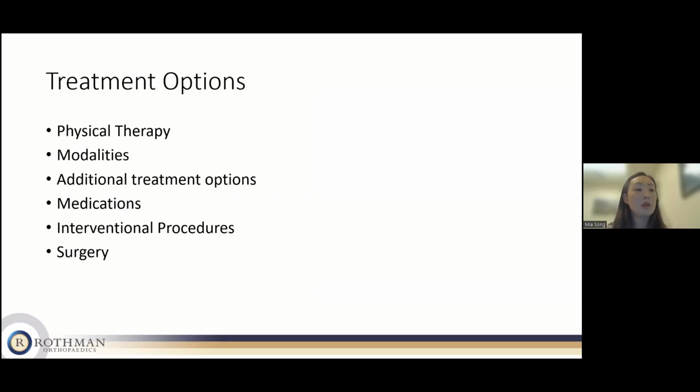And lastly, now I'm going into treatment options. It ranges on a spectrum, starting with more conservative treatment options and then all the way to surgery on the other end of that spectrum. It starts with physical therapy, different modalities. There are other treatment options also that could be helpful that I'll get into: medications, interventional procedures, and then, like I said, surgery.